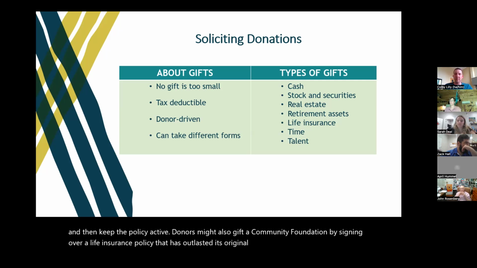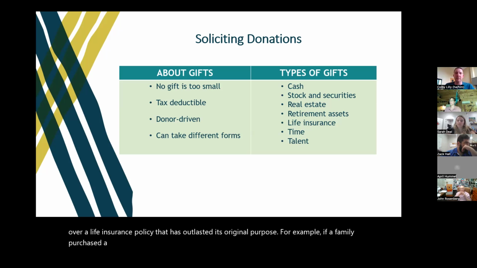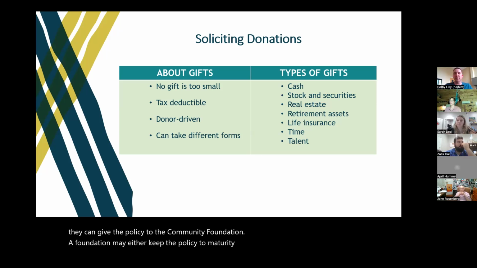For example, if a family purchased a policy to provide for minor children who are now financially independent adults, they can give the policy to the community foundation. The foundation may either keep the policy to maturity or cash in the policy for its value.